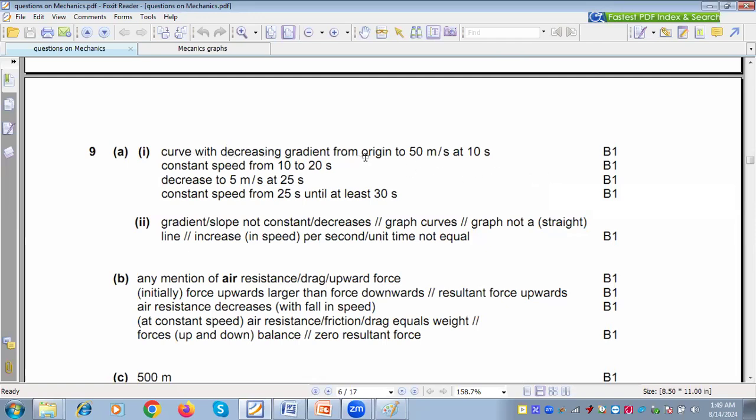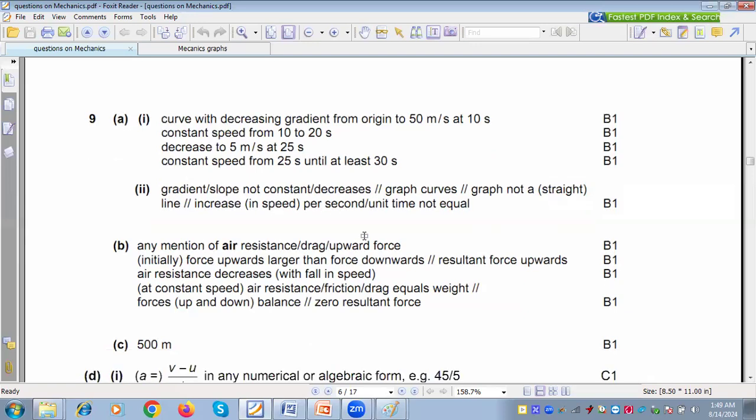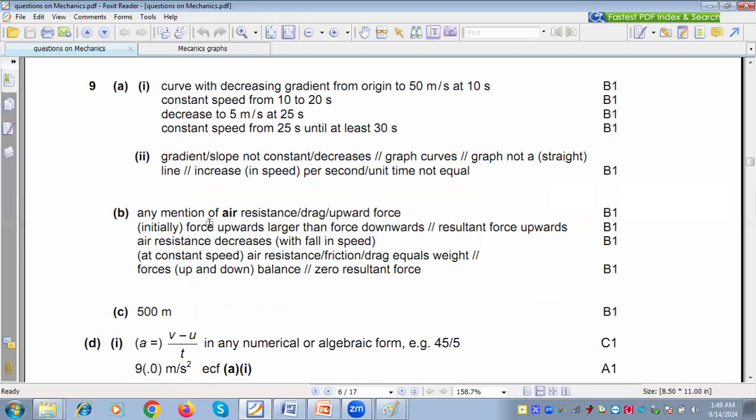Curve with decreasing gradient from the origin to 50 meter per second at 10 seconds. 1 mark for this. Constant speed from 10 to 20 seconds, 1 mark. Then decreasing speed from 50 to 5 meter per second at 25 seconds, and then constant speed until at least t equals 30, that means for a further 5 seconds. And the gradient is not uniform. This is also done. I wrote this answer.